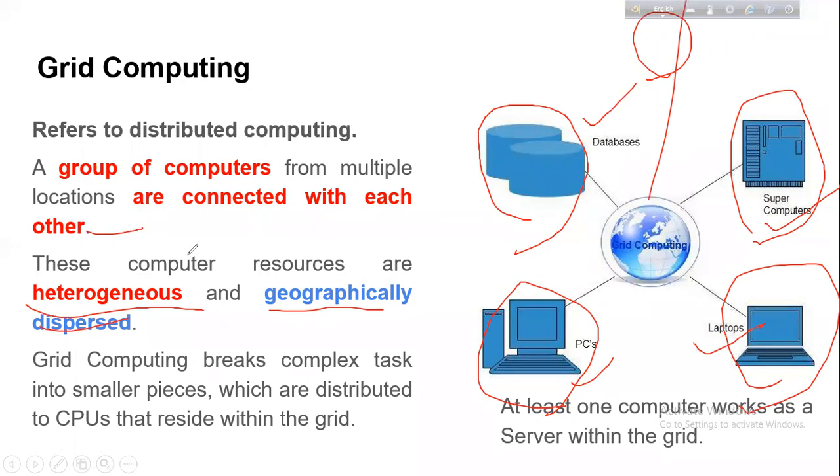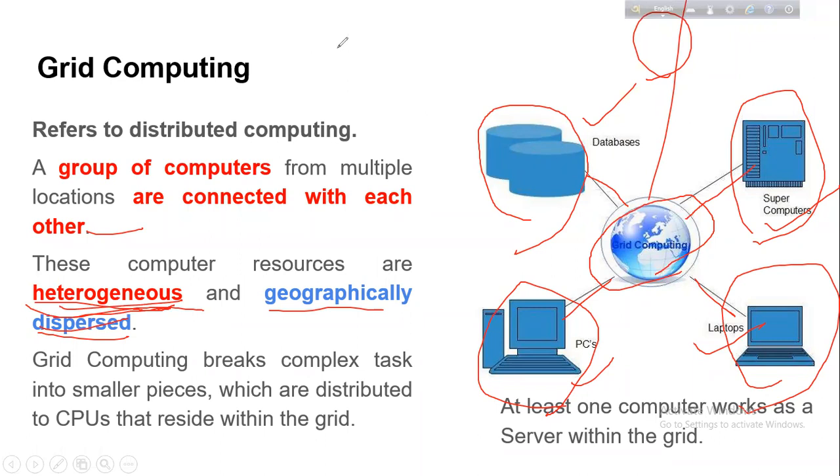A group of computers from multiple locations are connected with each other to form the grid. And these computer resources are heterogeneous and geographically dispersed. Heterogeneous means they serve different things. They are not all similar.